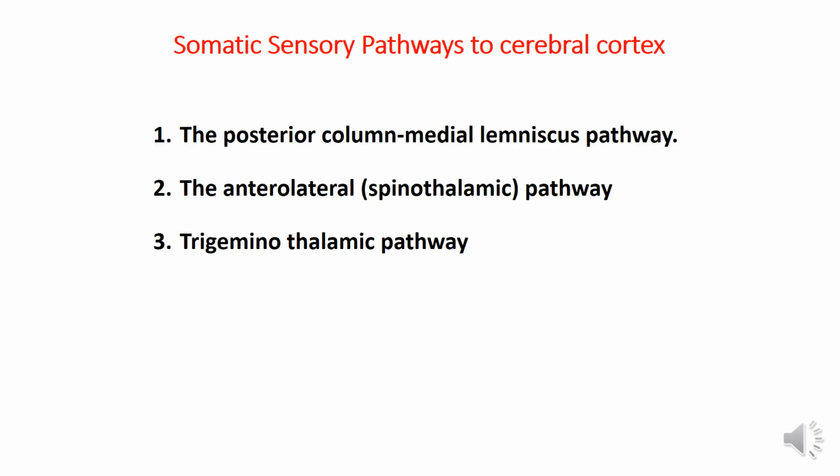We classify the somatic sensory pathways to the cerebral cortex into the posterior column medial lemniscus pathway, the anterolateral spinothalamic pathway, and the trigemino-thalamic pathway. The trigemino-thalamic pathway is for the sensation coming from the face and head. The sensation coming from the body is carried by two pathways: the posterior column medial lemniscus system and the anterolateral spinothalamic pathway.